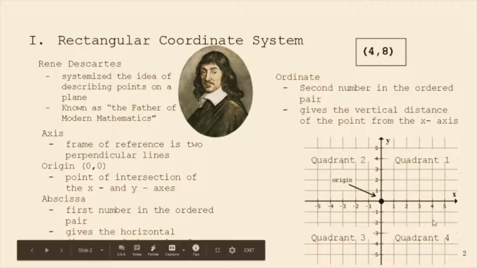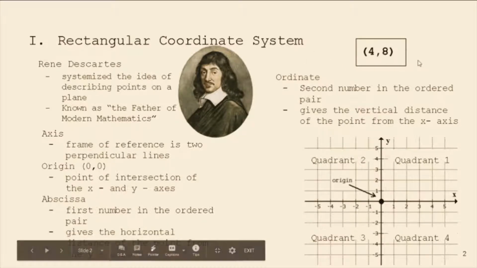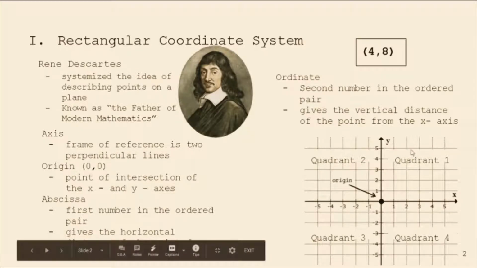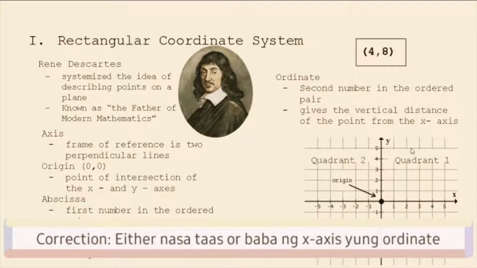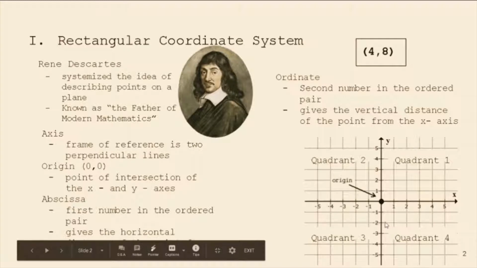So, kunyari, nandito tayo sa may 4, di ba? Kunyari, nandyan yung point. Imagine niyo na lang meron dyan. So, yung value ng distance ng point na to from the y-axis is equal to 4. Yun yung abscissa. Tapos yung ordinate, yun yung second number in the ordered pair, which is yung 8. It gives the vertical distance of the point from the x-axis. So, from the x-axis, makikita mo siya sa may taas ng x-axis. Tapos yung abscissa naman is makikita mo siya sa either left or right ng y-axis.